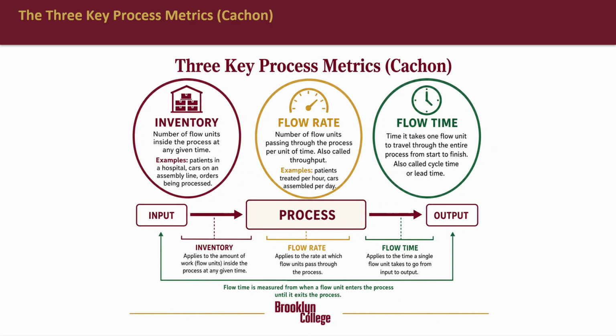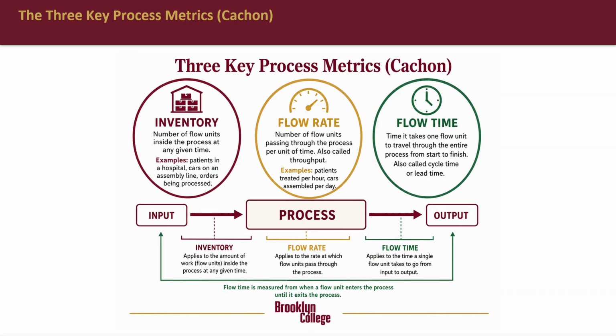Cachon and Terwiesch describe any process using 3 metrics shown on screen. The first is inventory. That is the number of flow units inside the process right now. In our coffee shop, it is the customers who have ordered but not yet received a drink. The second is flow rate, sometimes called throughput. That is how many units finish per unit of time, say customers served per hour.